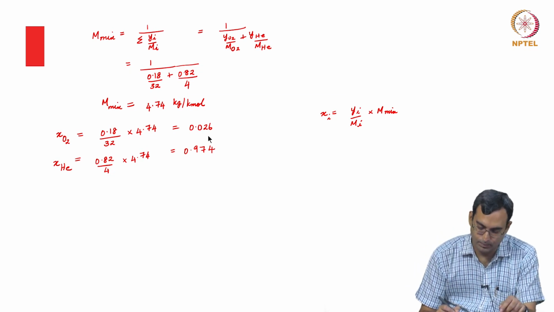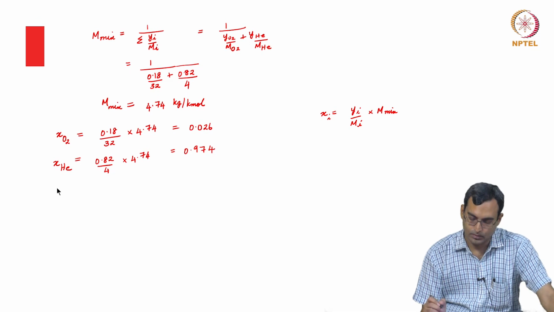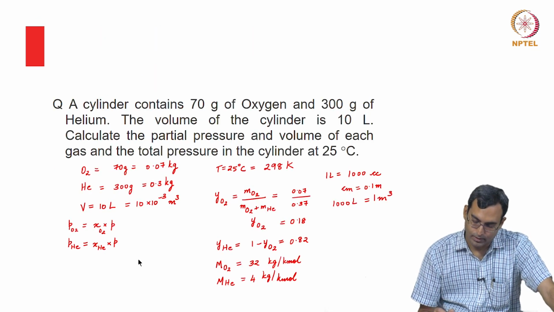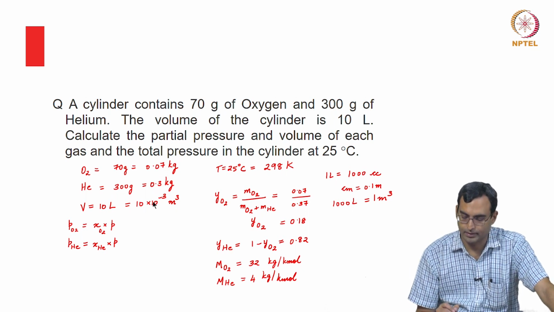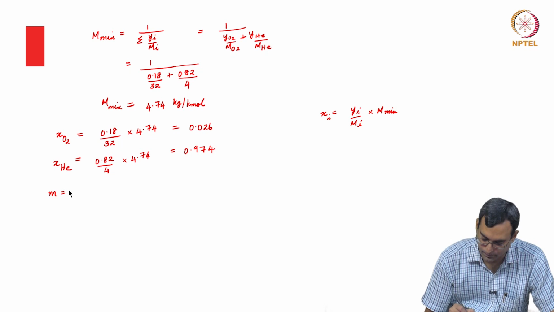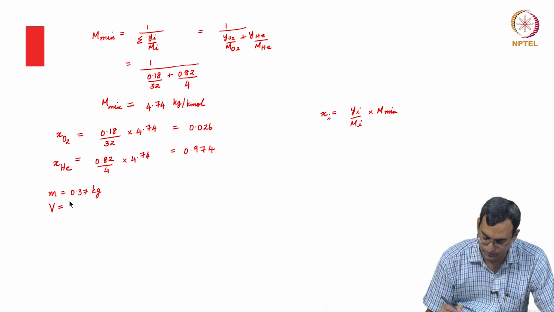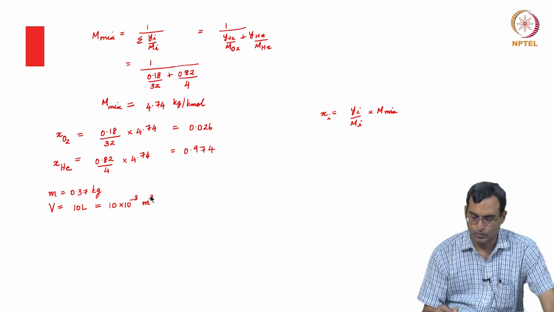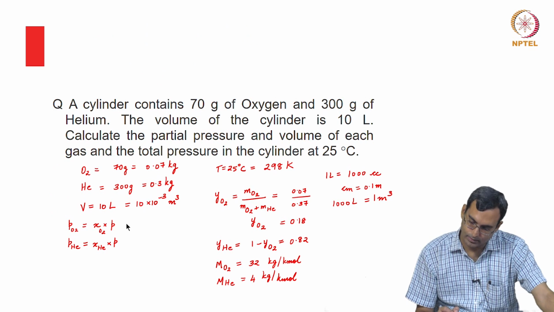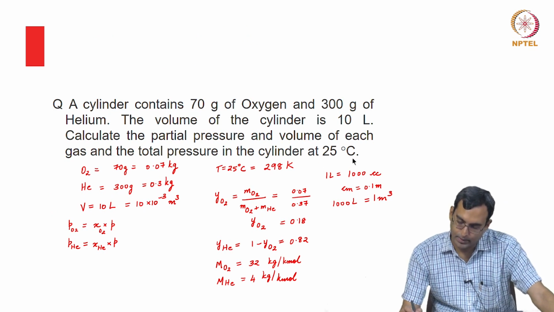So, we have these. What we were looking for is the partial pressures. So, what we knew is that the total volume is 10 liters and the total mass is 0.37 kg. So, total mass is this, total volume is, I think, 10 liters. What we know is also that the temperature is 298 Kelvin.